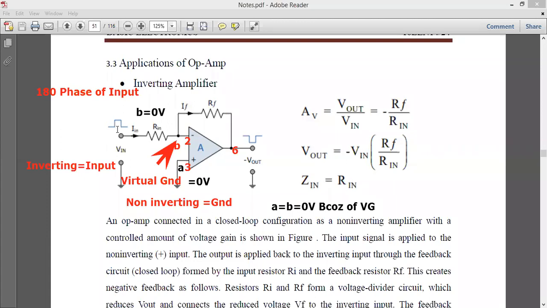That is called a 180-degree phase shift. Whenever I apply the voltage here, the voltage signal will go in this direction. It will reach this particular point, but when you measure at this point, the voltage is equal to 0. And the same signal is applied through a feedback.